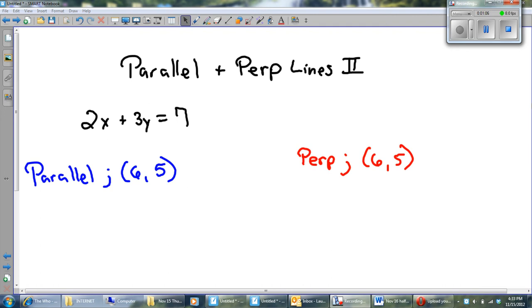Okay, so here's a review of last night's stuff. We're going to do two different problems. We've got this linear equation, 2x plus 3y equals 7. We're going to find an equation parallel to it that would go through the point (6, 5), and we're also going to find one that's perpendicular to it going through the point (6, 5). By the way, those are semicolons and not J's.